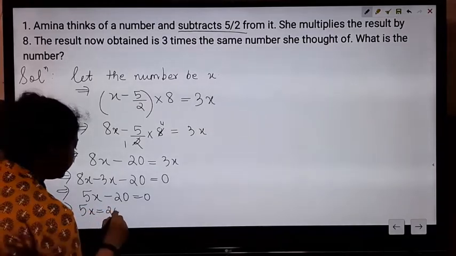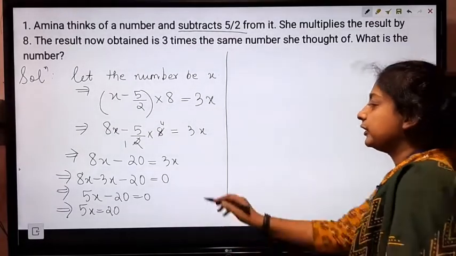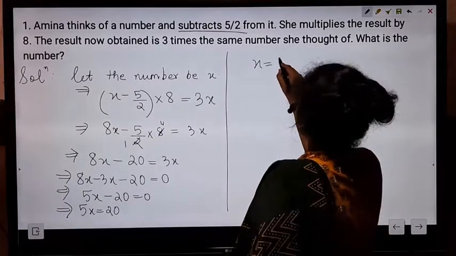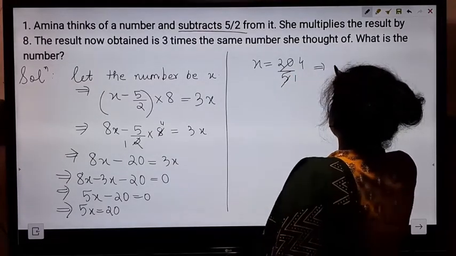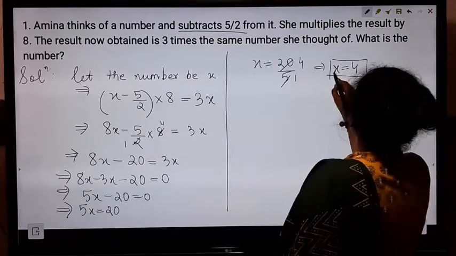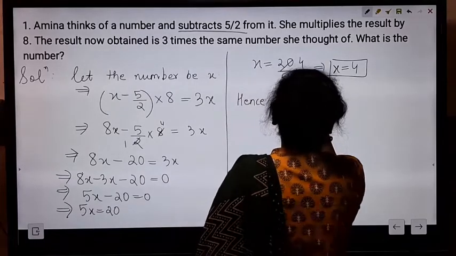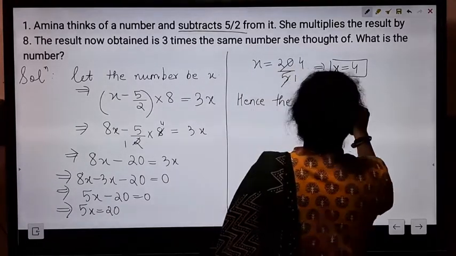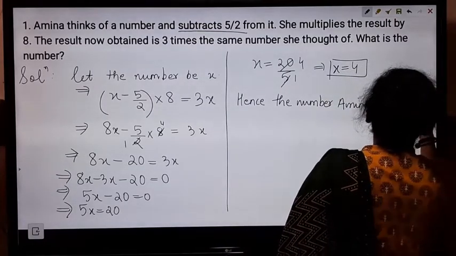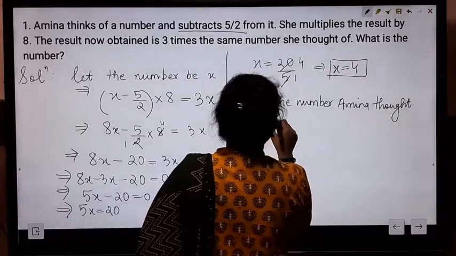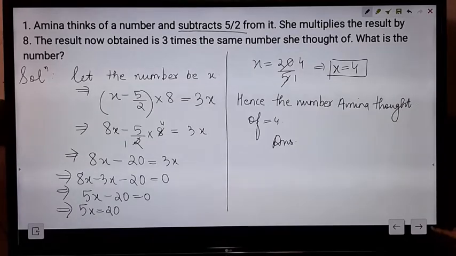5x equals 20. Now since we know 5 is in the multiplication, when it goes on the other side, it will be in the denominator. We can cancel this. 5 ones are 5 and 5 fours are 20. This implies the value of x is 4. Hence, the number Amina thought of equals 4. This is our answer. This solves our first question.